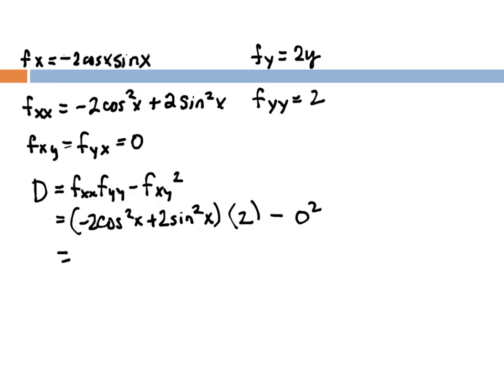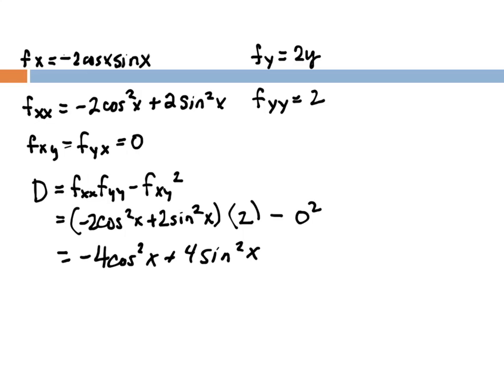So this gives me a determinant value that looks a lot like the original one I had. I'm just going to distribute the 2 through. So I've got negative 4 cosine squared x plus 4 sine squared y. Okay, are we all good with that?